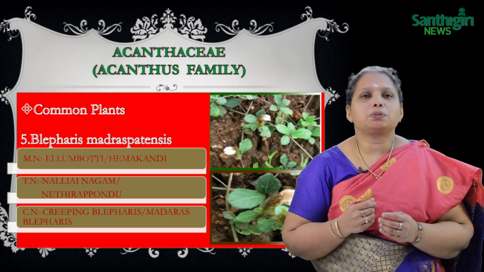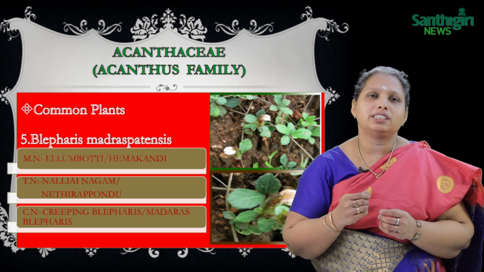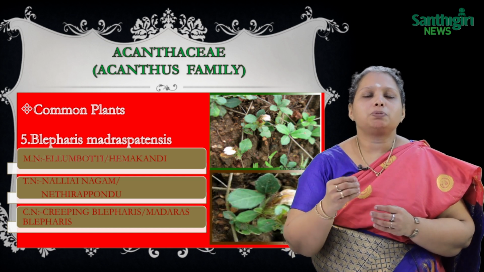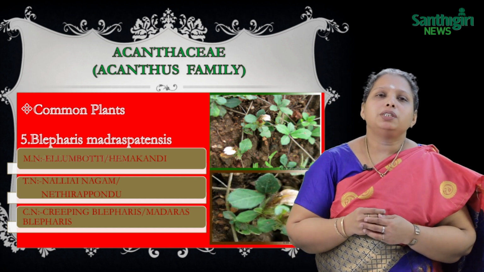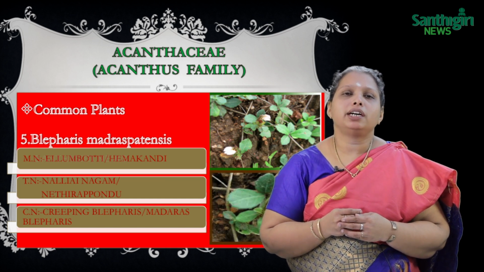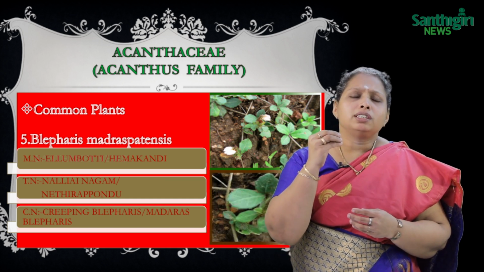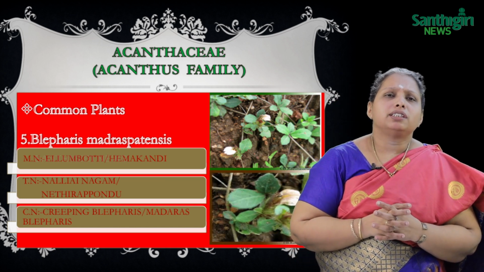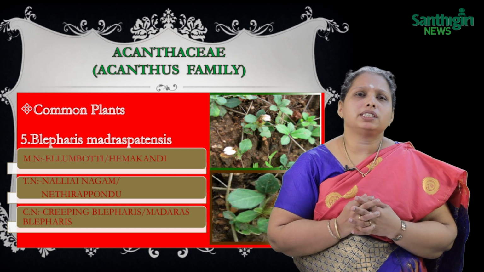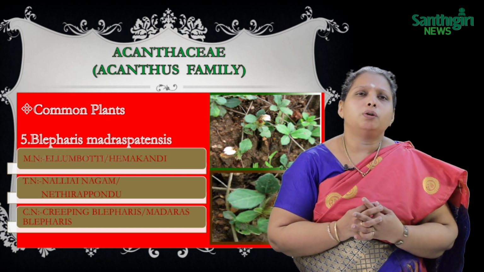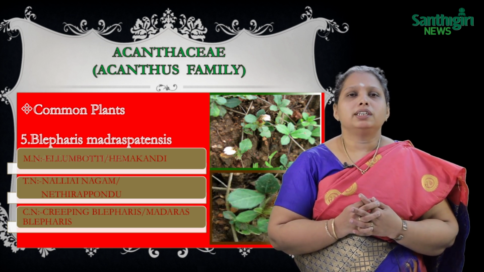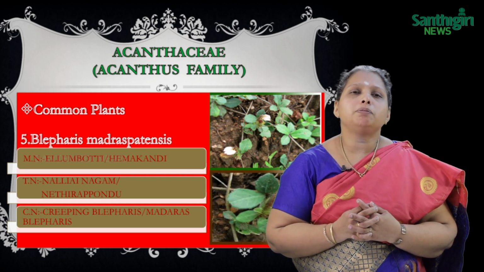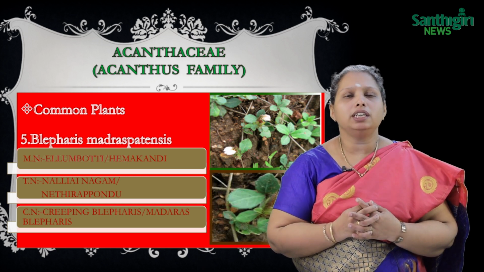And the next plant is Blepharis madraspatensis. It is a lengthy name. The Malayalam name is Elimpotti or Hemakandi. The Tamil name is Nedirapunda or Nallilai Nagam. The common name is creeping Blepharis or Madras Blepharis.